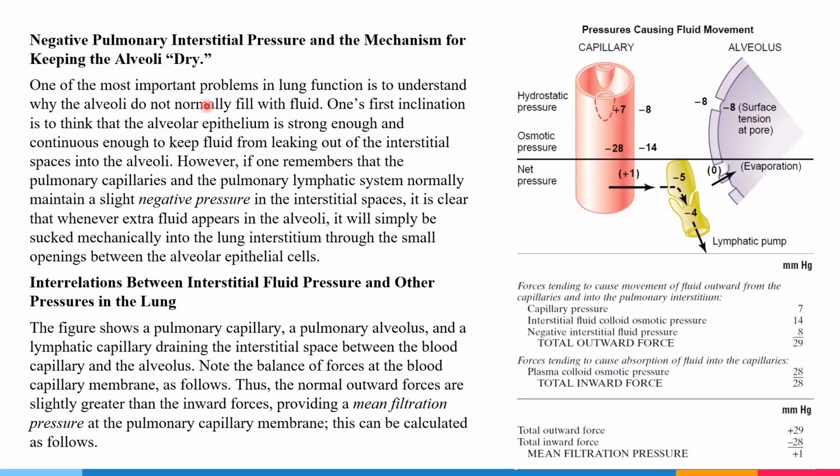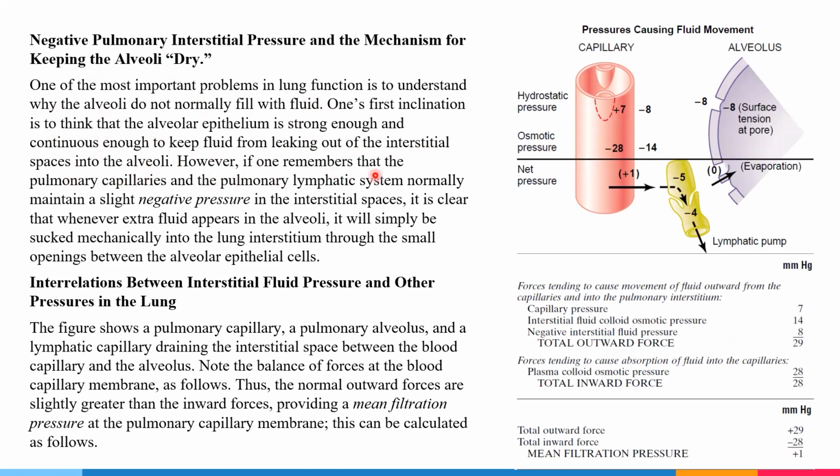One of the most important problems in lung function is to understand why the alveoli do not normally fill with fluid. One's first inclination is to think that the alveolar epithelium is strong enough and continuous enough to keep the fluid from leaking out the interstitial spaces into the alveoli.